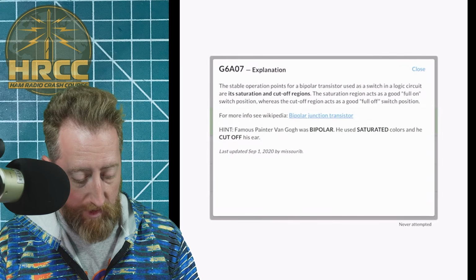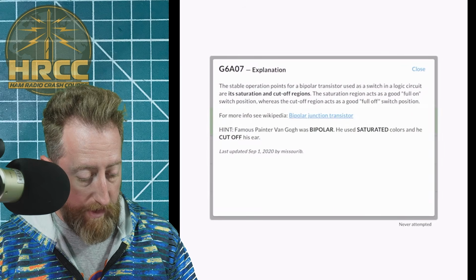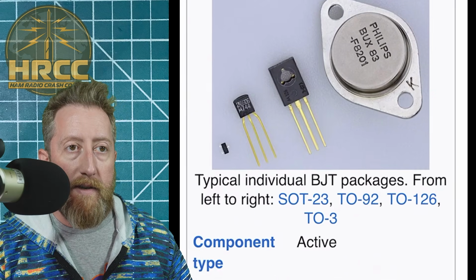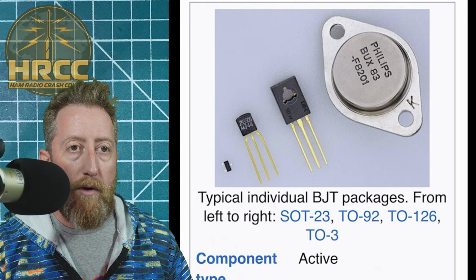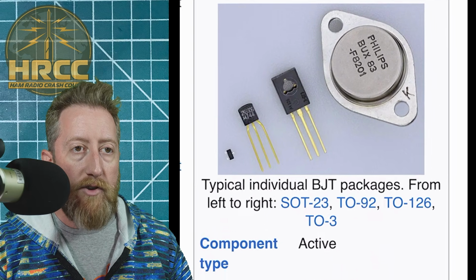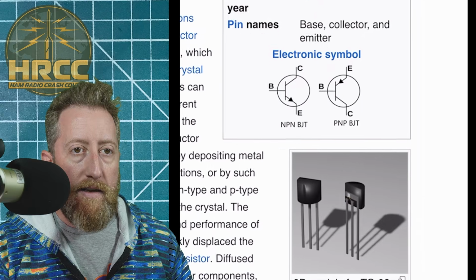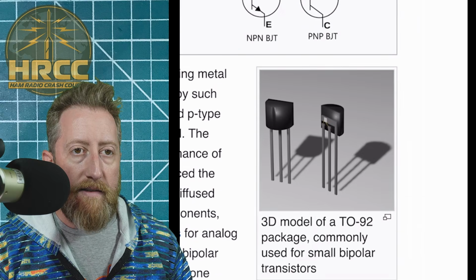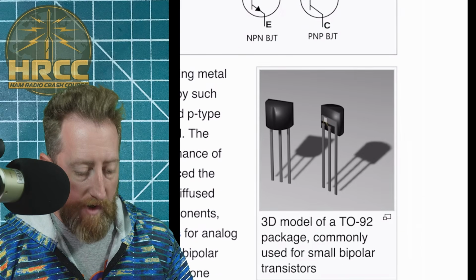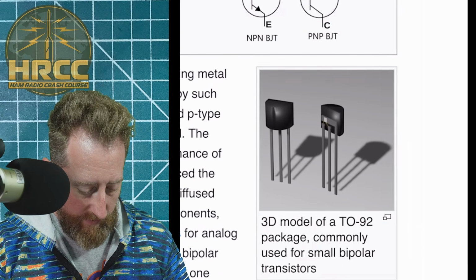Is there an image? There is not, but we can look one up for you. And yeah, that's about what you're going to expect. Typical individual BJT packages. Now, I see more of these type of guys in our radios more often than not, so keep that in mind.